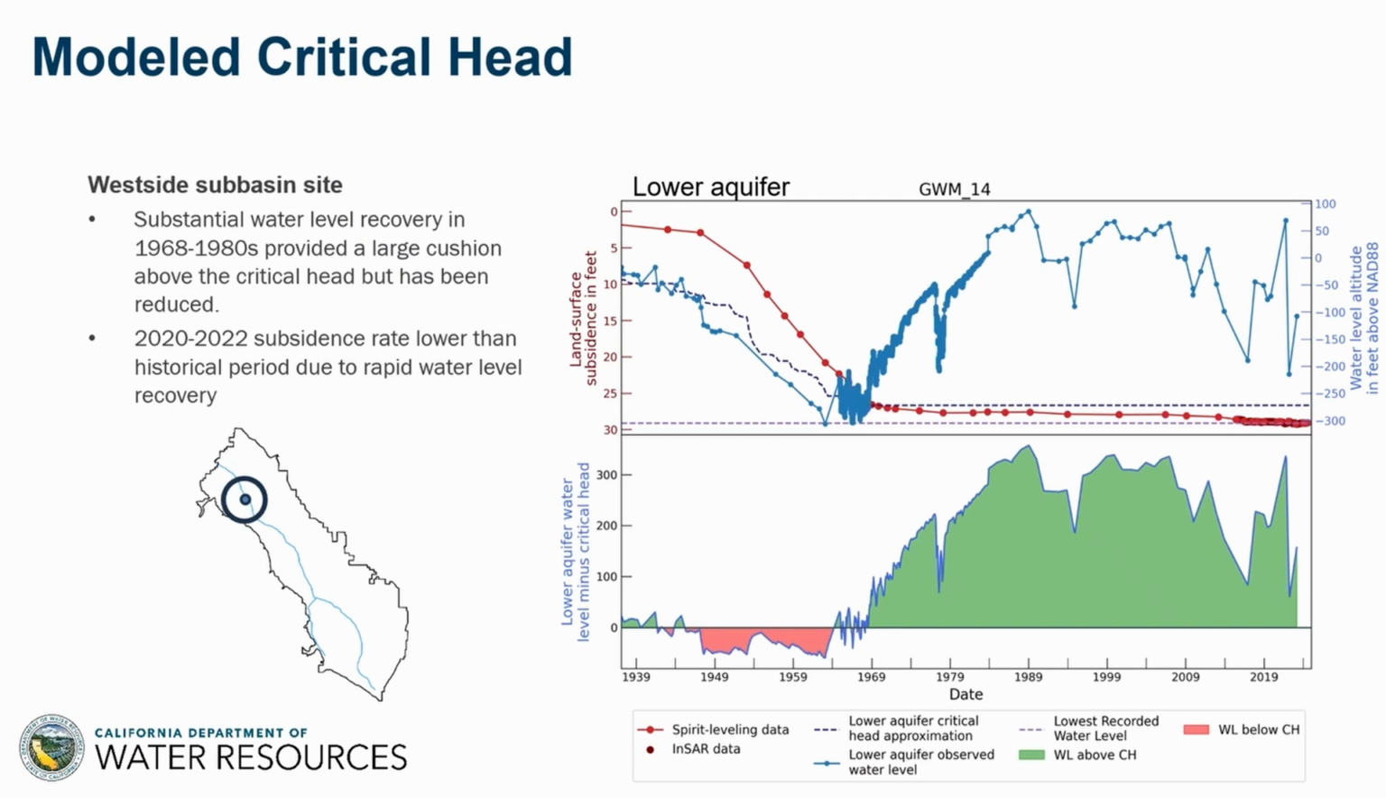I'll note here that the lower aquifer at this site is very thick, so the assumption that the water levels across the entire lower aquifer are similar may not entirely hold, since this was modeled as a single layer, but I do think the critical head estimate is fairly accurate.